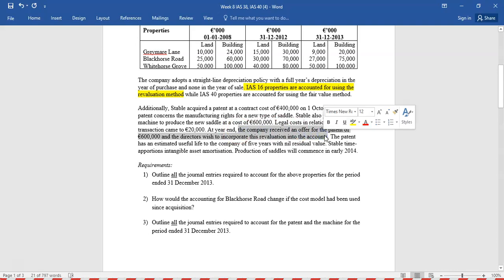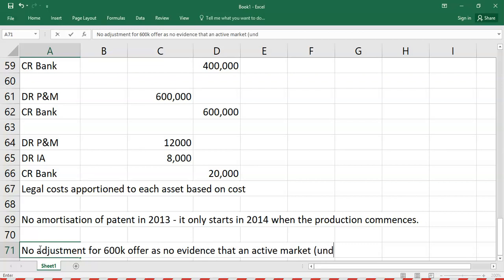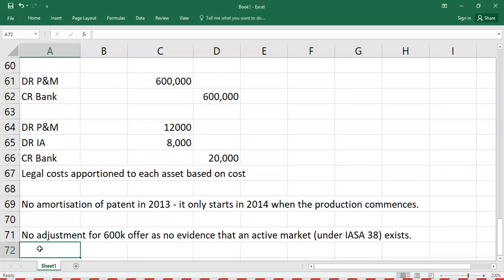So what you're saying here is, we want students to write down, is there an active market? No adjustment for 600k offer, as no evidence that an active market under IAS 38 exists. So they're quite strict in terms of what an active market is. An active market is where you could buy or sell these particular assets at a homogeneous price, like you can buy and sell milk, etc. There's an active market there. It's not just a one-off transaction. So it doesn't really give us evidence there.